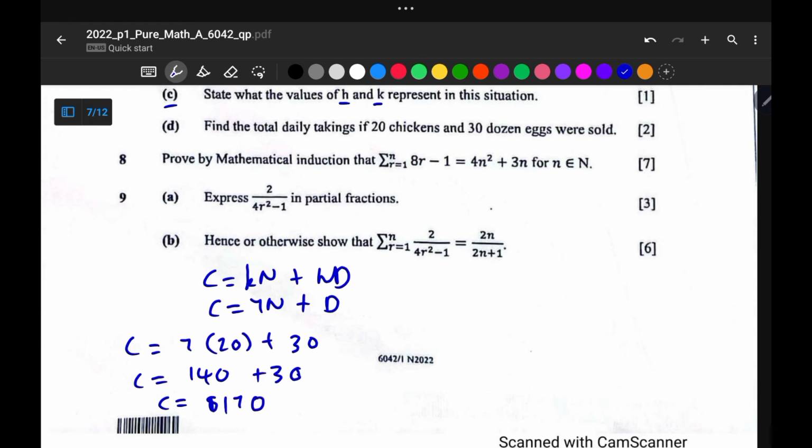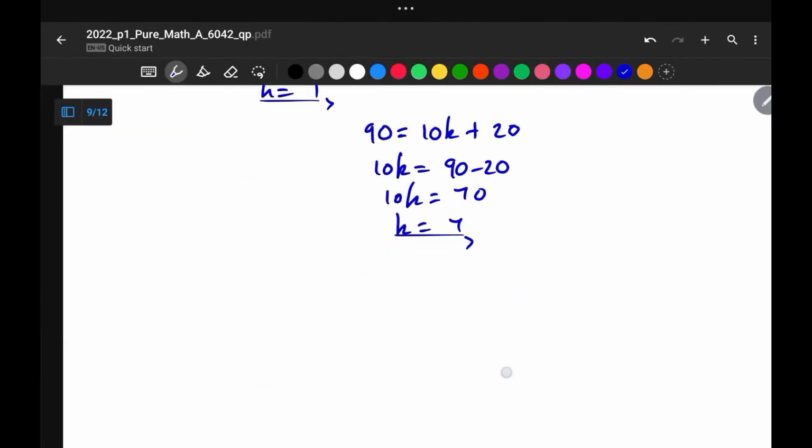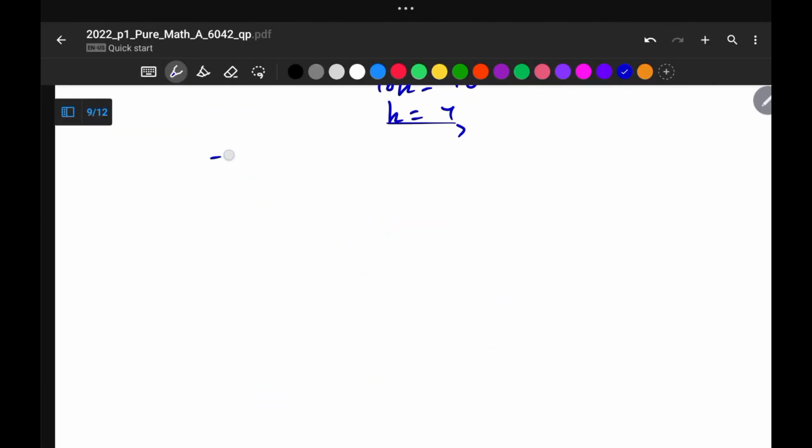Okay, and let us move on to question number 8, which says prove by mathematical induction that the sum of 8r minus 1 is equal to 4n squared plus 3n, for n an element of natural numbers. Okay, so here we are having the sum of 8r minus 1 from r is equal to 1 to n, being equal to 4n squared plus 3n, for n an element of natural numbers.